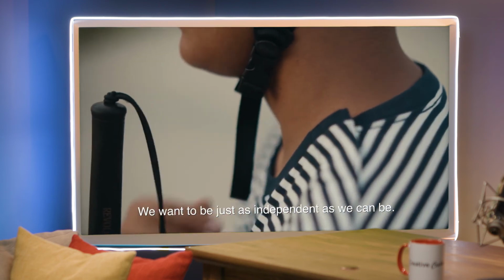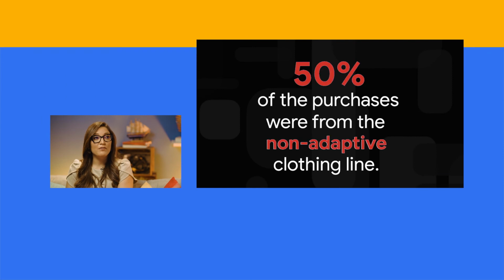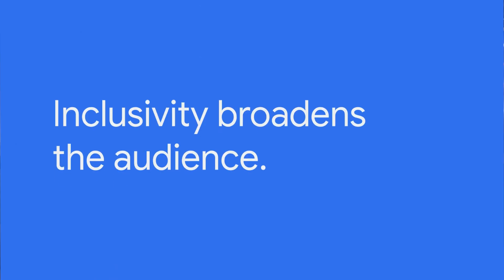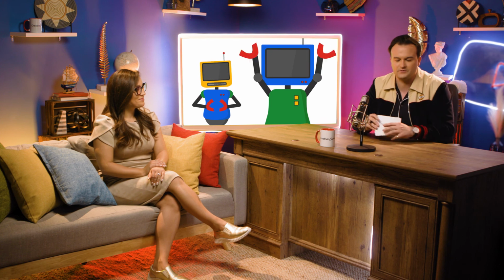This execution, the way that it's constructed, essentially drove 50% of the purchases to be from the non-adapted clothing line. Making sure the story is as inclusive as possible broadens the audience, which is really exciting to hear. Great question from Daniel. Thank you so much for writing in.